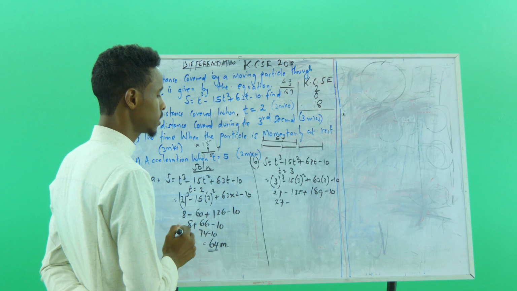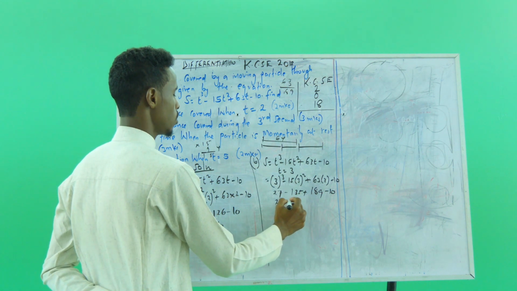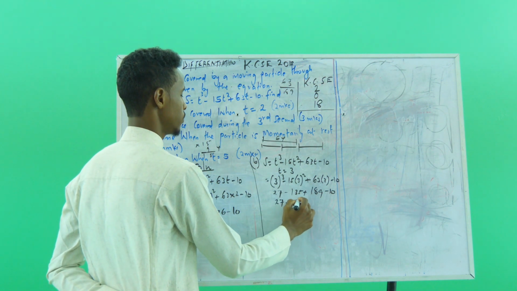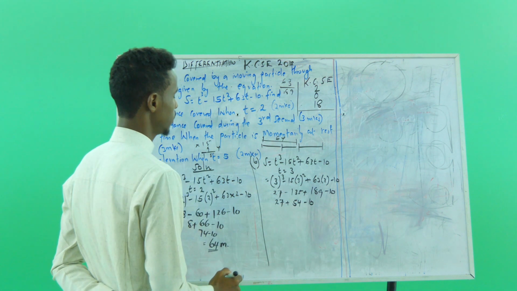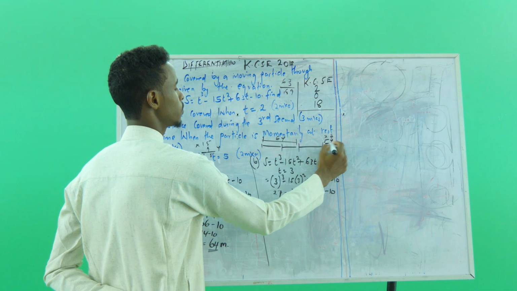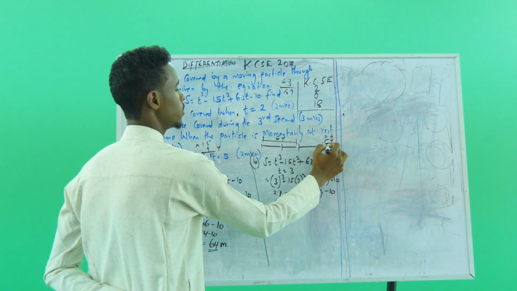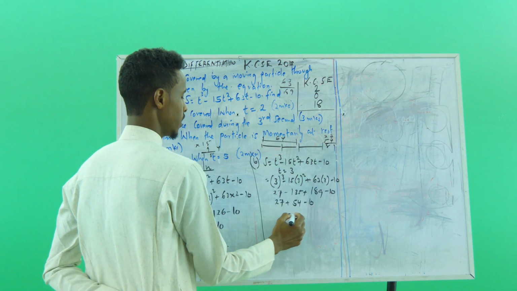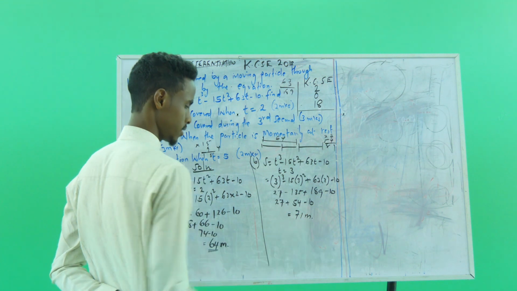You are going to get 54 plus 54 minus 10. Now 27 plus 54, what are we going to get? That is 81, minus 10, and that is 71 meters.